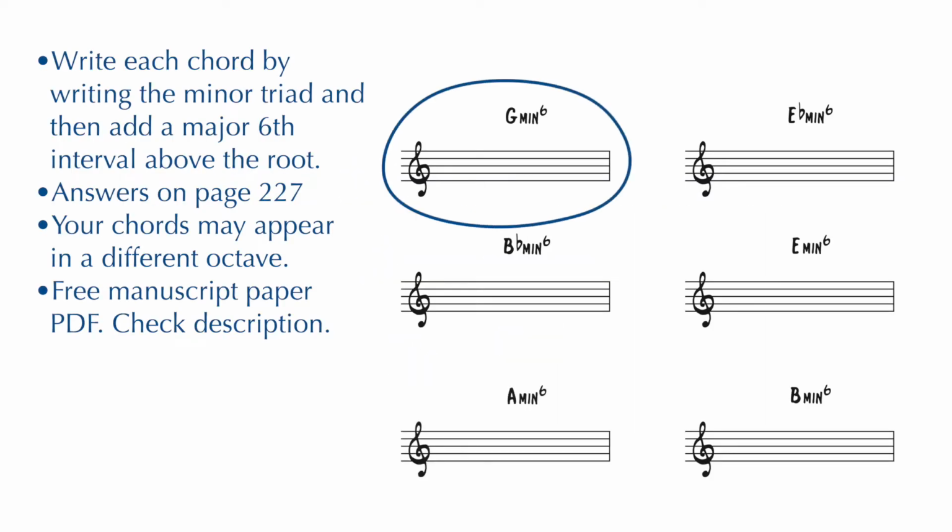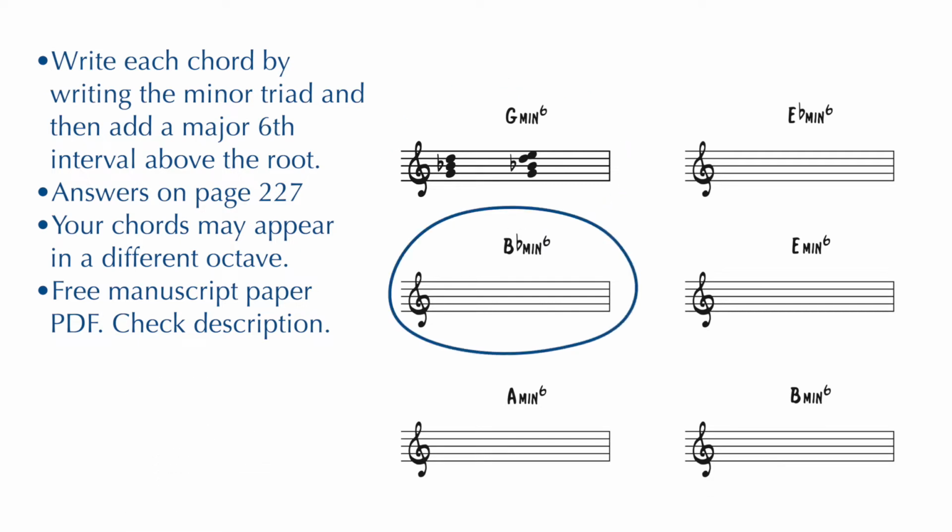Number 1, G minor 6. First, construct a G minor triad. That's going to be G, B flat, and D. Then we add a major sixth above the root of the chord. The root of the chord is G. A major sixth above G is E. Stack them all together. You have G, B flat, D, and E, or G minor 6.